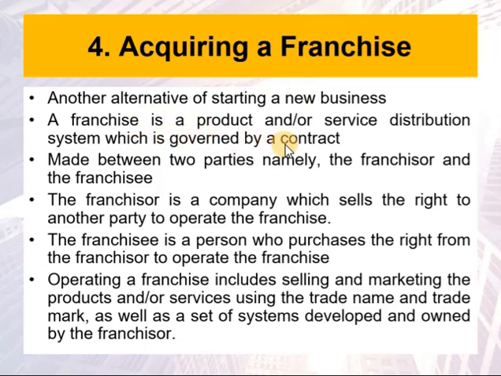A franchise is a product or service distribution system which is governed by a contract. So the contract is made between two parties, namely the franchisor and the franchisee. The franchisor is an individual or a company that sells or grants a franchise for the sale of goods or the operation of a business. The franchisee is a person who purchased the right from the franchisor to operate the franchise. Operating a franchise includes selling and marketing the product or service using the trade name and trademark, as well as a set of systems developed and owned by the franchisor.